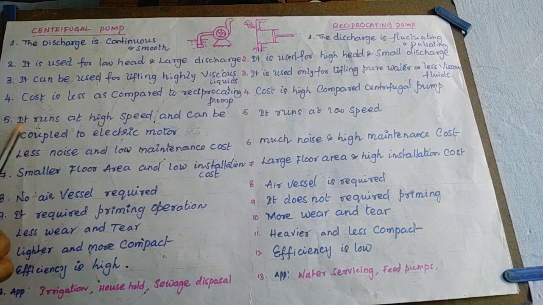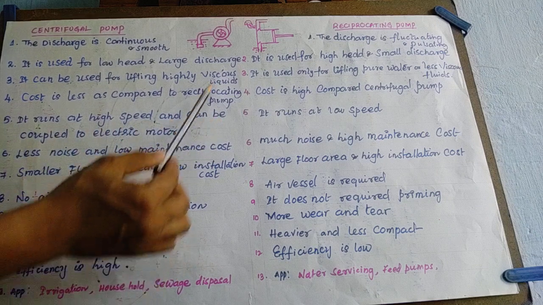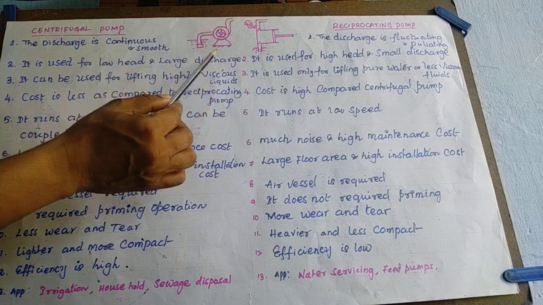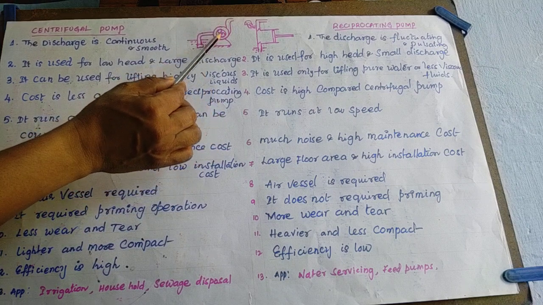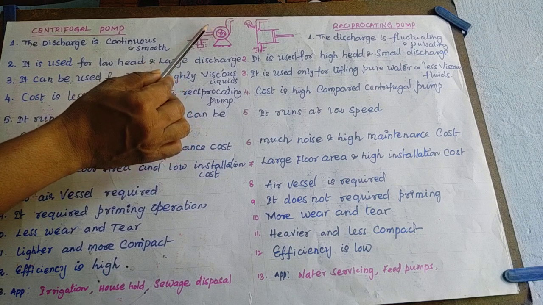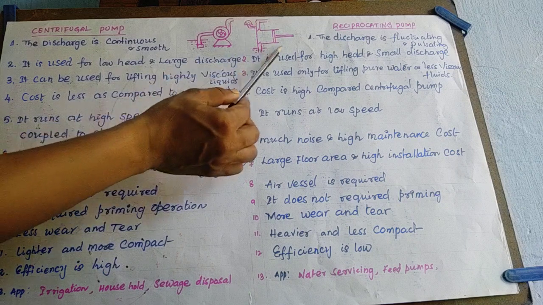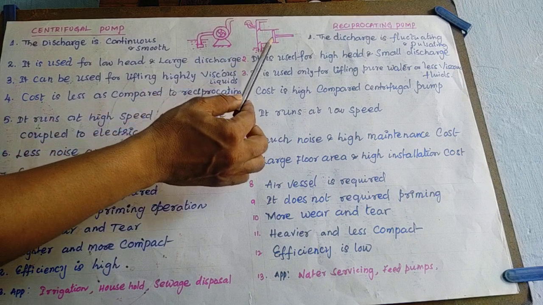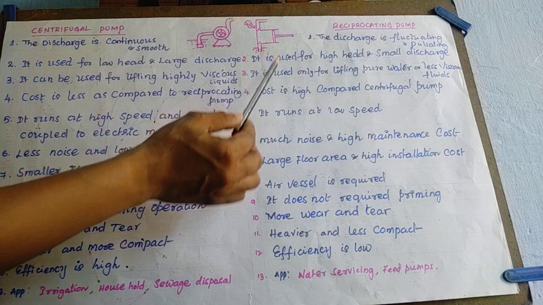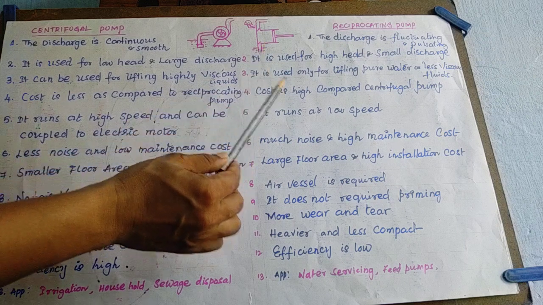And coming to the next point, it runs at high speed and can be coupled to an electric motor. So these run at a high speed, and this impeller can be coupled directly to the electric motor, but in case of this one, the pump is not directly coupled to the electric motor, it is coupled by means of belt drives and runs at a low speed only.